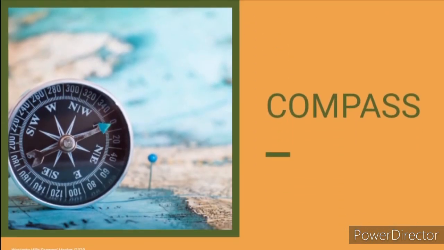Now let's go over to another geographical tool, which is a compass. A compass is an instrument that shows us the direction of different places around the world. So those are some geographical tools that we have.